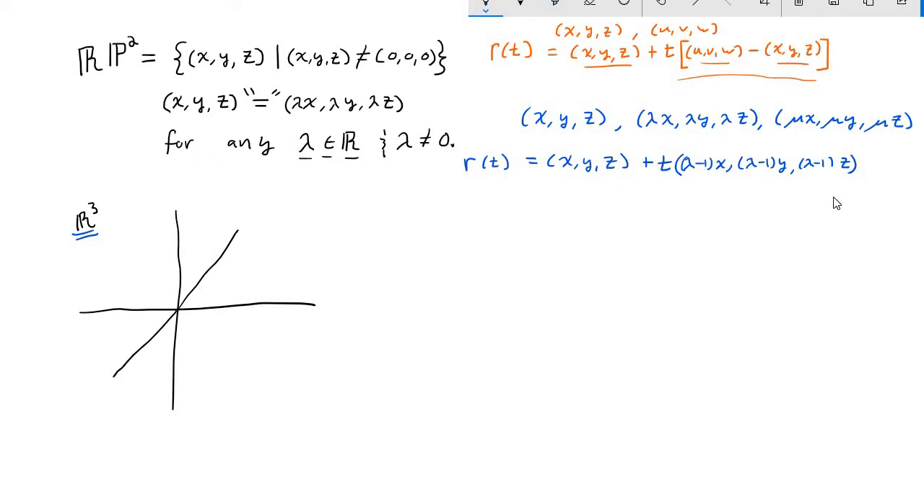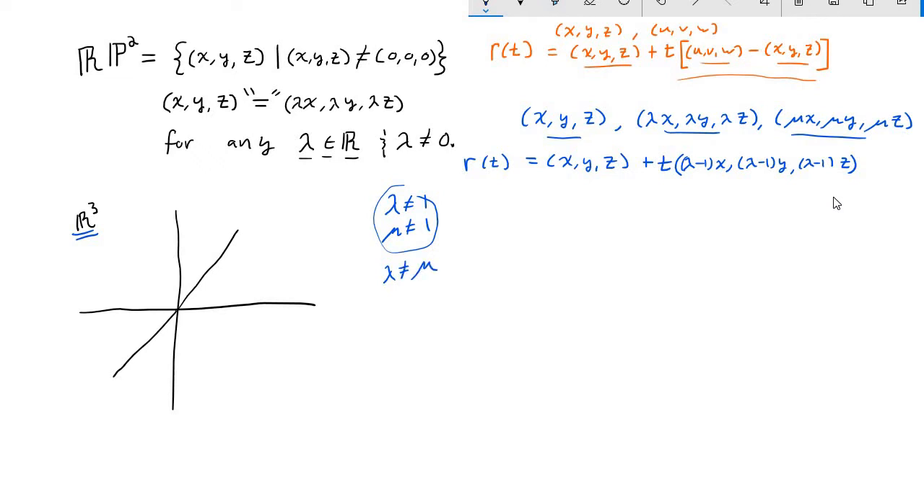One other thing I forgot to say: I don't want lambda to be equal to 1, and I don't want mu to be equal to 1, because I want these to be 3 separate points of R3. That also means I don't want lambda to be equal to mu.